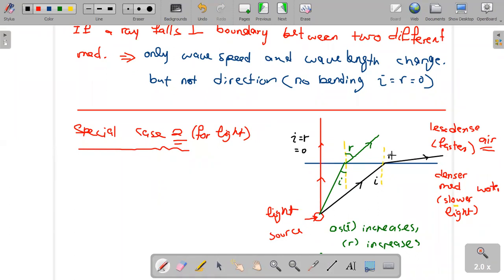As I increases, R increases, and as R increases, the ray goes away from the normal and towards the what? Away from the normal and towards the what? Towards the surface. So at a unique ray, what will happen?